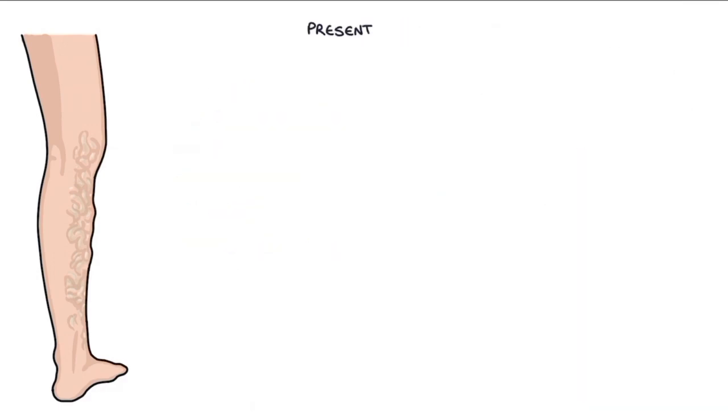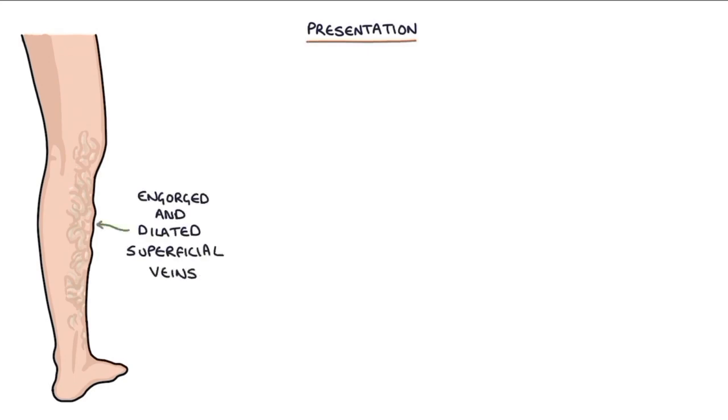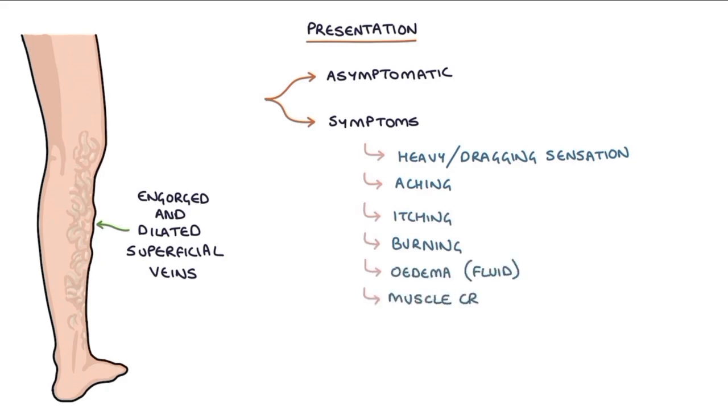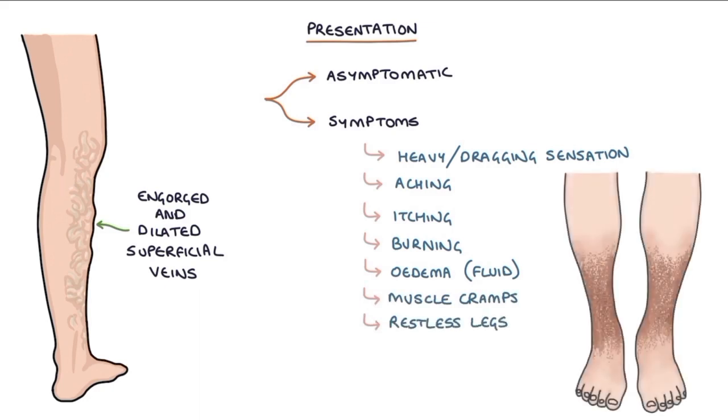Next, let's talk about the presentation. Varicose veins present with engorged and dilated superficial leg veins. They may be asymptomatic or have symptoms of a heavy or dragging sensation in the legs, aching in the legs, itching, burning, edema or fluid swelling in the legs, muscle cramps, and restless legs. Patients may also have signs and symptoms of chronic insufficiency, such as skin changes and ulcers.